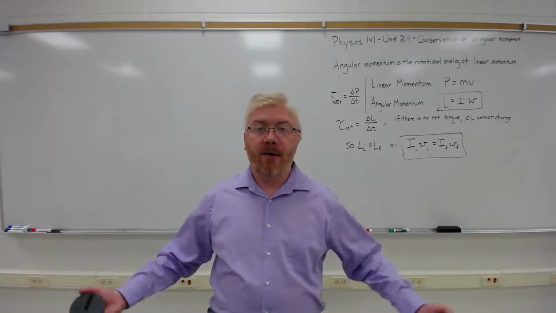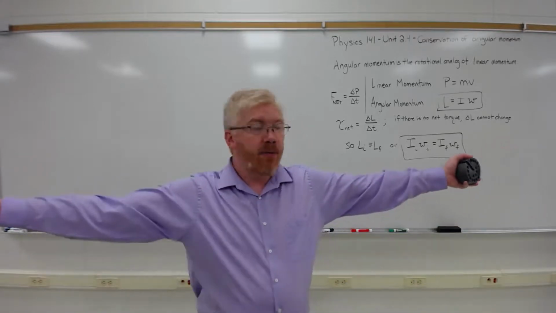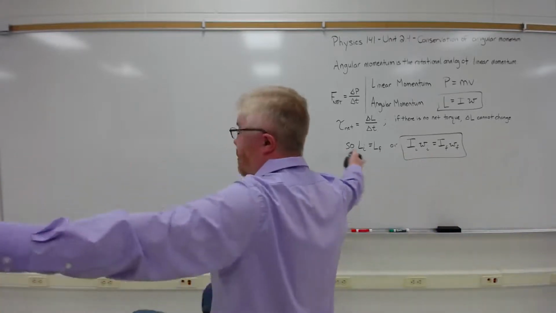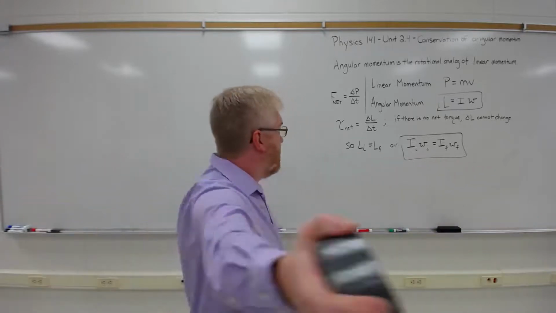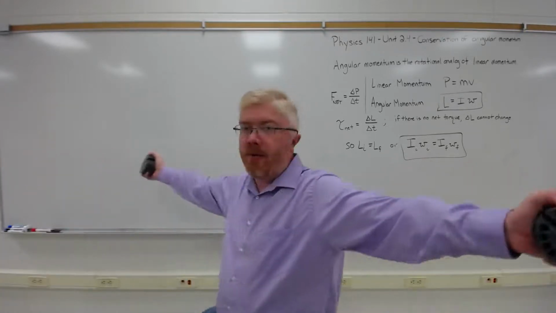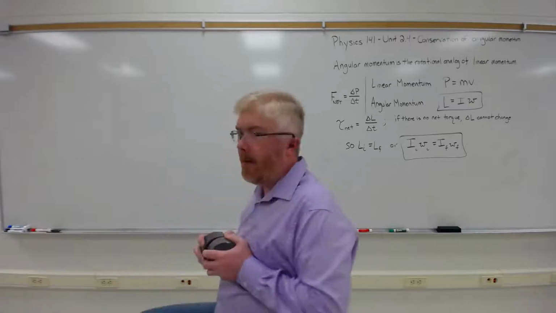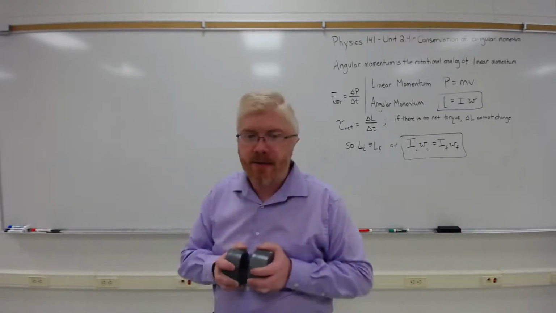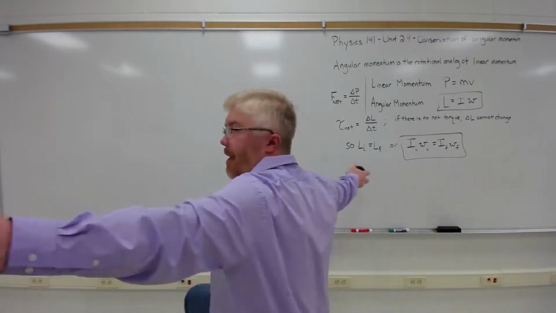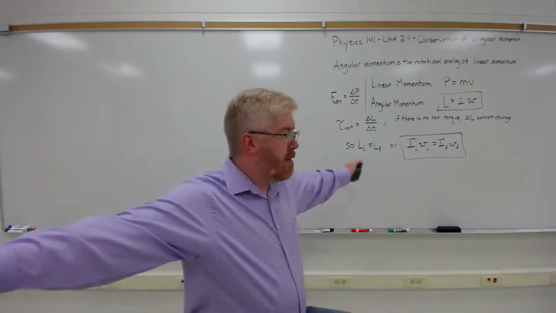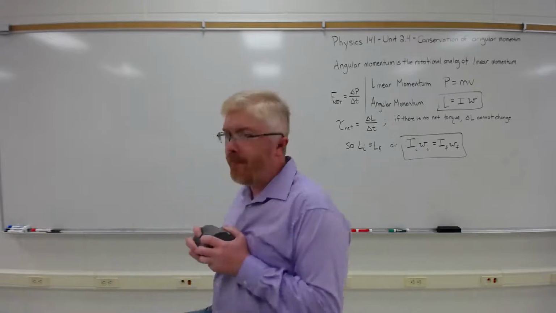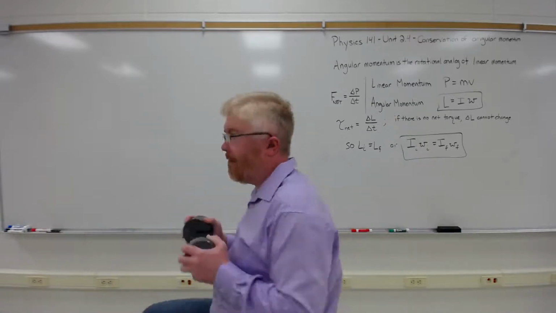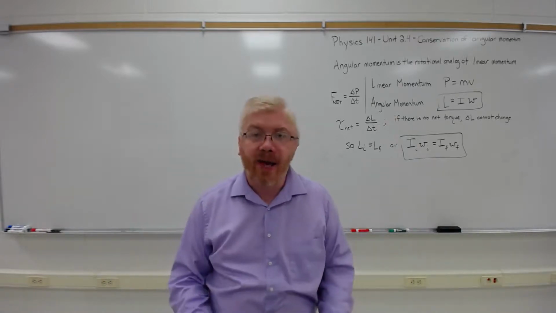So let's try that out. I put this out. I'm going to spin around. Hopefully I don't hit anything. So I have some angular speed. Now I'm going to pull in these weights. I'm going around much faster. Now I put them back out. I slow down. Put them back in, I move faster. That's conservation of angular momentum.